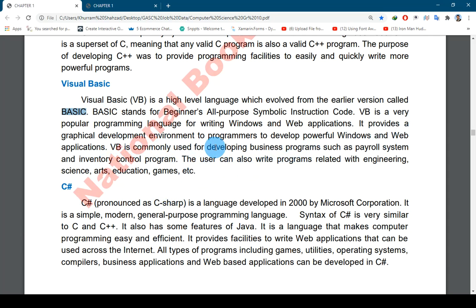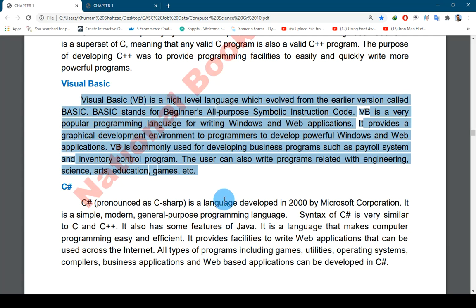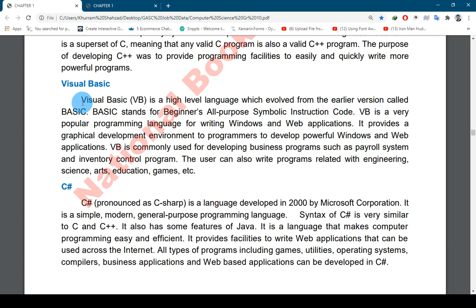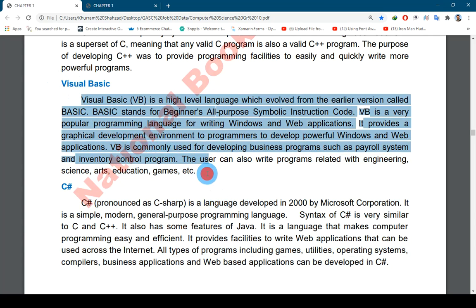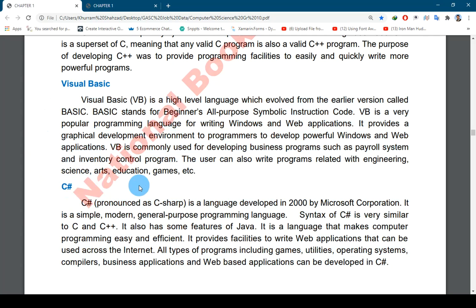VB is commonly used for developing business programs such as payroll systems and inventory control programs. The user can also write programs related to engineering, science, arts, education, and games, etc. in VB. So VB was the most popular language, but nowadays VB is not most commonly used. The advanced version of VB has been converted into C sharp. So let's go for C sharp.